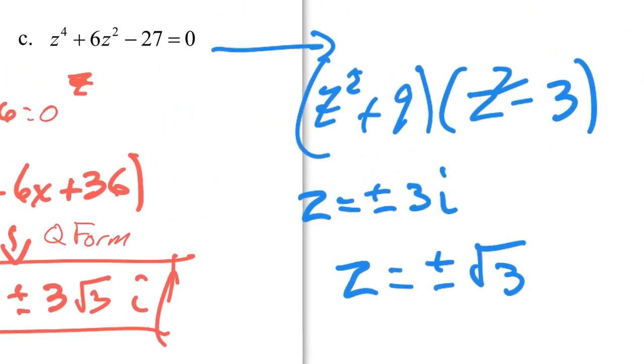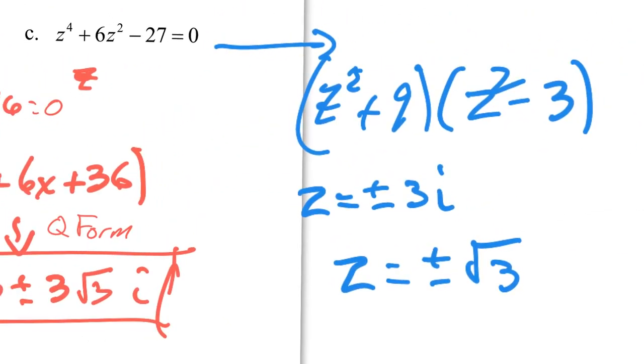And then in the last problem here, we've got z to the 4th plus 6z squared minus 27. I went ahead and factored that in quadratic form, set both of them equal to 0. I get z equals plus or minus 3i, and z equals plus or minus square root of 3. Okay? All right. We're going to go on to the next problem.